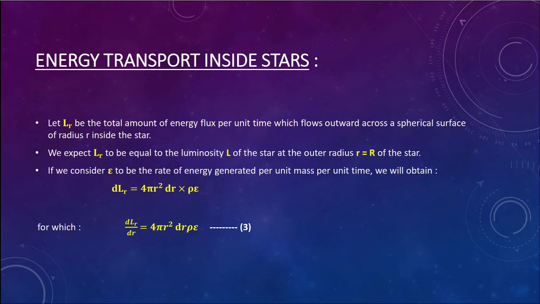From this we get that dL_r/dr is equal to 4 pi r squared rho epsilon. I think that dr shouldn't be here. So that is the rate of change of luminosity, how it changes with respect to variation in r. This is the equation which describes it, and this is the third most important equation of the four stellar equations we are going to see. So this is one of the basic stellar equations.